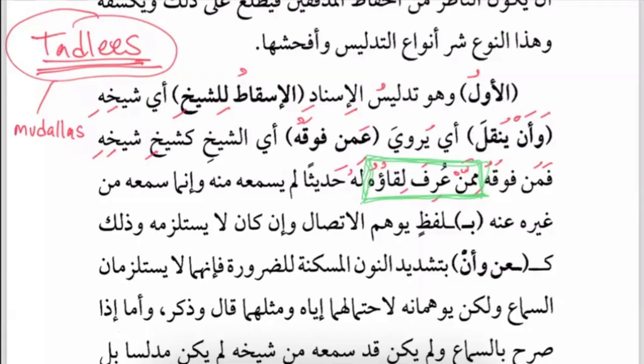Hadithan lam yasma'hu. He is reporting from this one a hadith that he never heard from that one. Lam yasma'hu minhu. Wa innama sami'ahu min ghayrihi anhu. Rather, he heard it from someone else through his route. So this is how he has rigged or manipulated the chain.